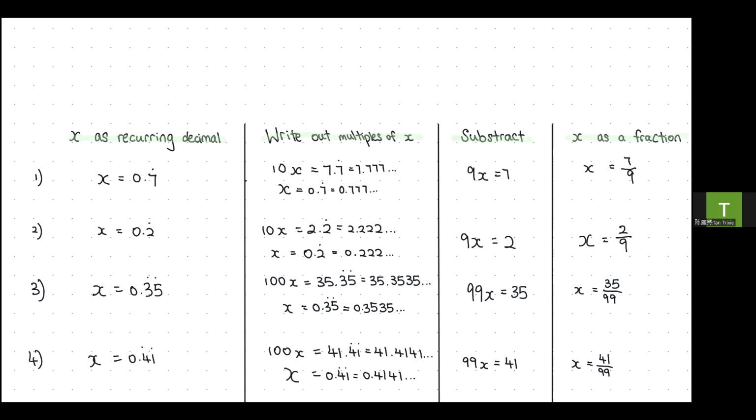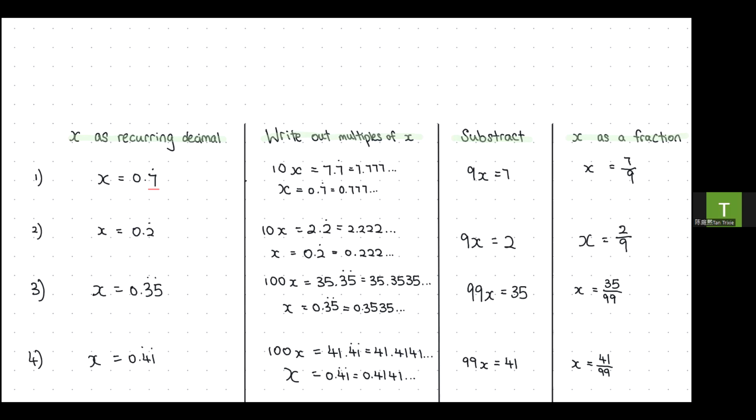And there's an example given for question 1. So x equals 0.7 with a dot above, which represents the recurring decimal. So the 7 is a recurring decimal. And then write out multiples of x, which is 0.7 with a dot above. Then you need to see how many decimal places there are to multiply by. If there is one decimal place, you times 10. Like 2, you times 100.